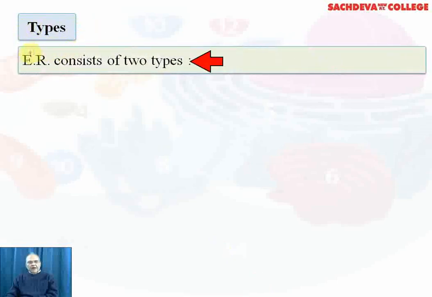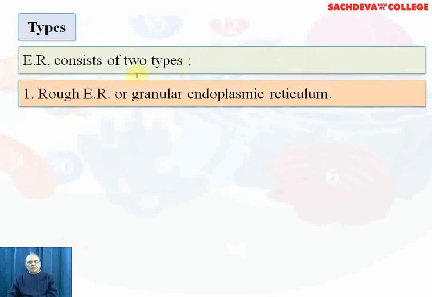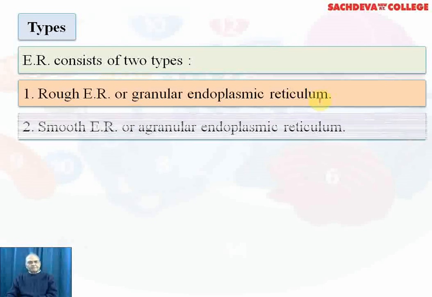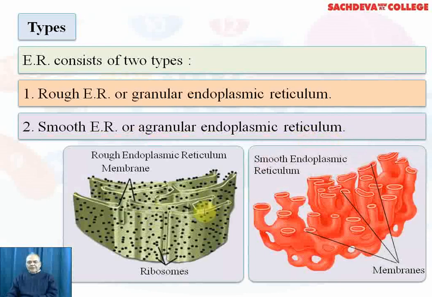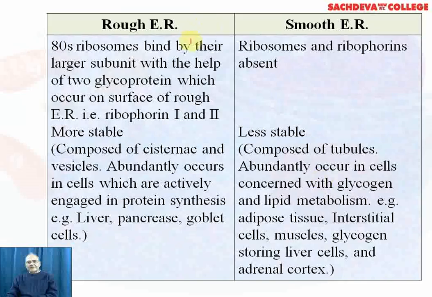Types. Endoplasmic reticulum consists of two types. Number one, rough endoplasmic reticulum or granular endoplasmic reticulum. Granular means that the endoplasmic reticulum is associated with ribosomes. Number two, smooth endoplasmic reticulum or agranular endoplasmic reticulum. Now you can see these ribosomes attached to the rough, and no ribosomes in the case of the smooth endoplasmic reticulum.